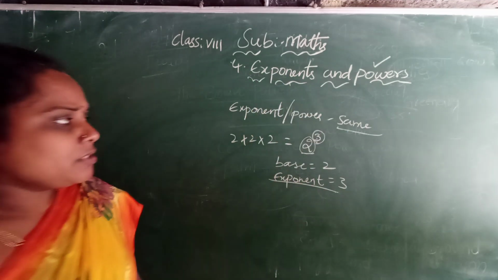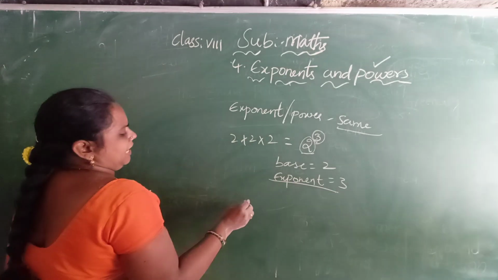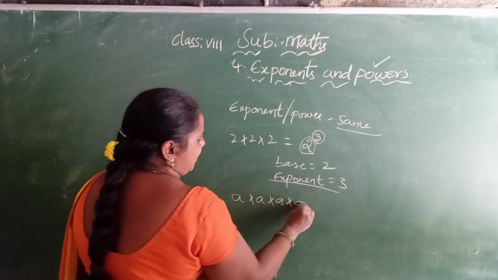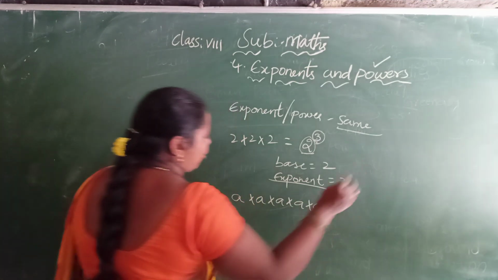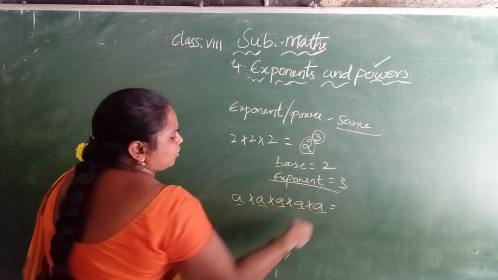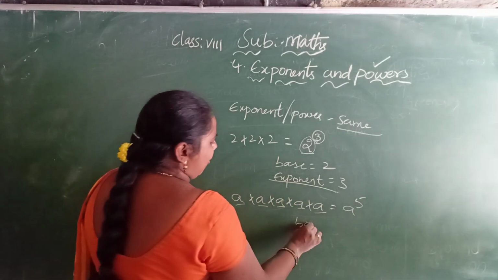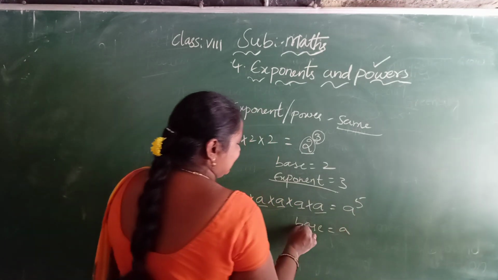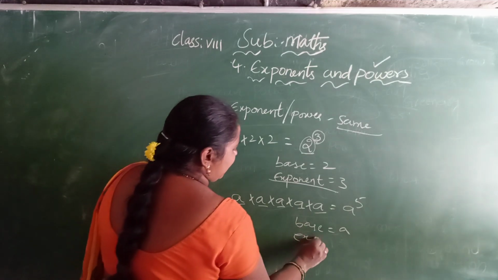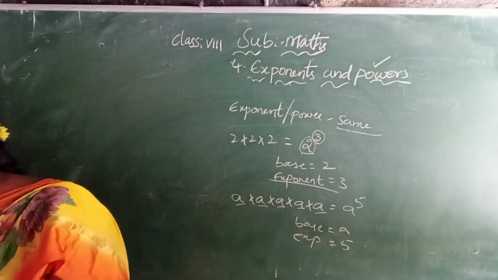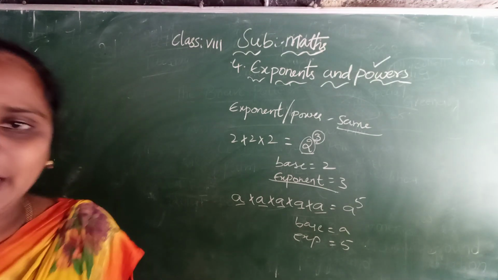Is it clear? If we take one more example, a into a into a into a into a. How many times does a occur? 5 times. In this, what is the base here? Base is a. What is the exponent here? Exponent is 5. What is the exponent, beta? Exponent is 5, base is a.